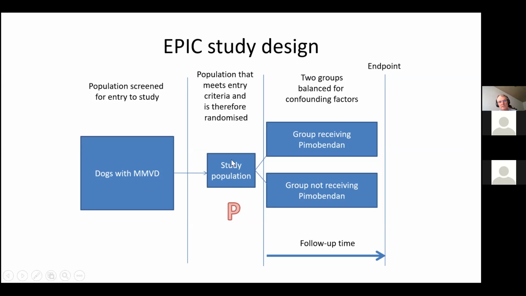So our patients in the study are our study population. Our intervention group are receiving pimobendan. The comparative intervention, in this case, we chose placebo because there wasn't an established effective medication in this disease, and the outcome of interest was our primary endpoint.